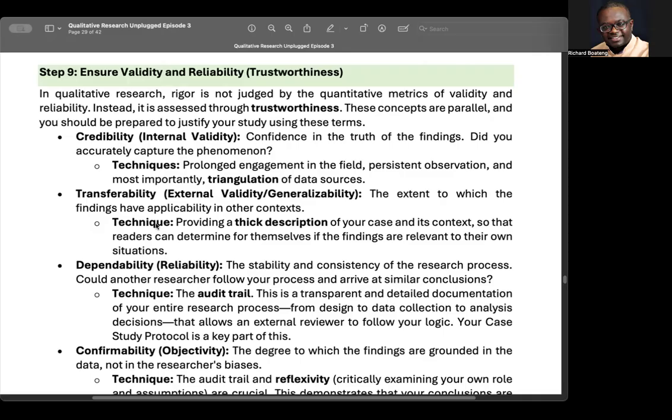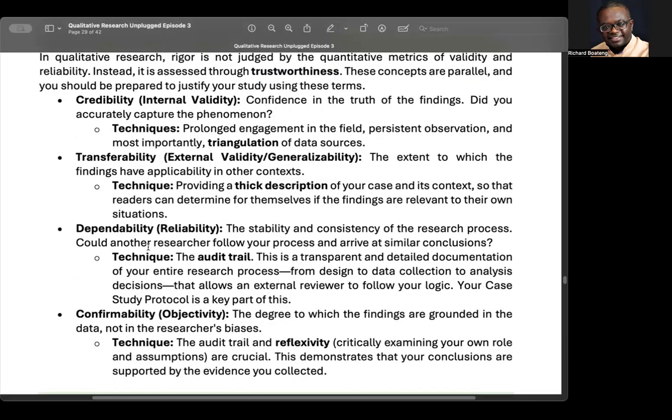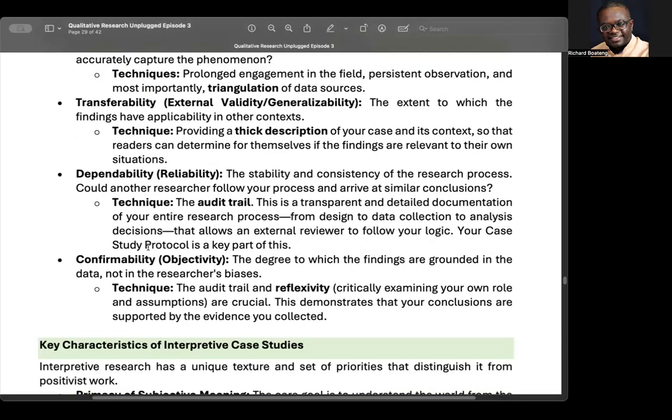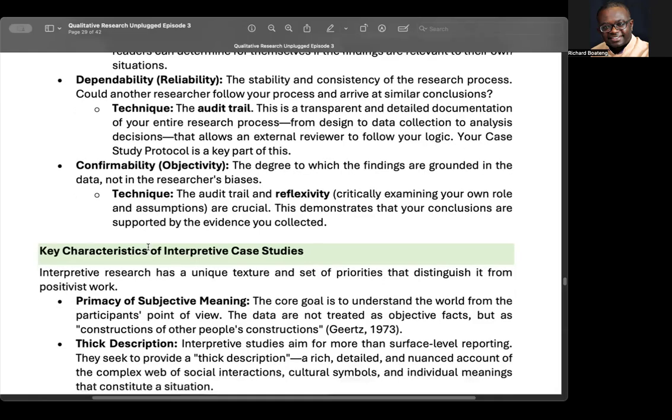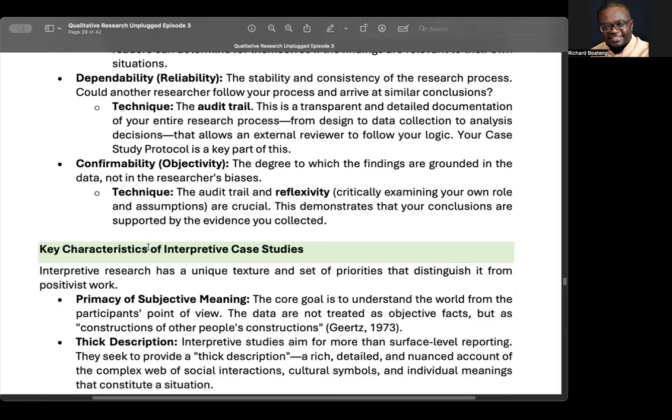Third criterion. Dependability. This is the qualitative equivalent of reliability. It asks, is the research process stable and consistent? If another researcher were to follow your process, could they logically arrive at similar conclusions, though not necessarily identical ones? How do you demonstrate dependability? The key technique here is the audit trail.